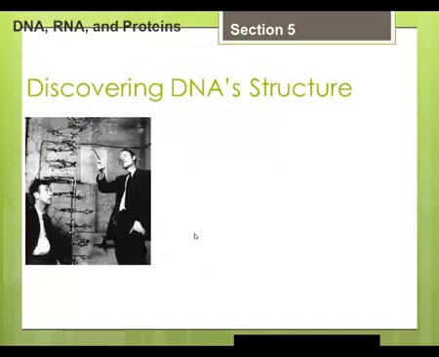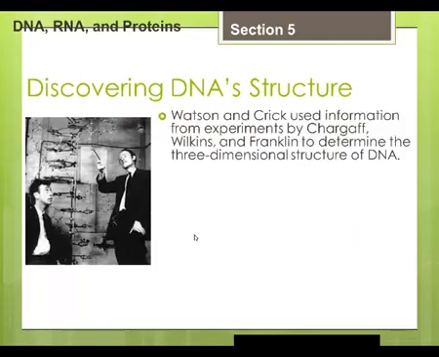So, discovering DNA structure: these 2 individuals, Watson and Crick, were the information gatherers. They didn't really perform the experiments that led to the discovery of the structure of DNA. They basically just gained a whole lot of information from other individuals. Specifically, Chargaff, Wilkins, and Franklin all did experiments that allowed Watson and Crick to slowly develop the 3-dimensional structure of DNA.